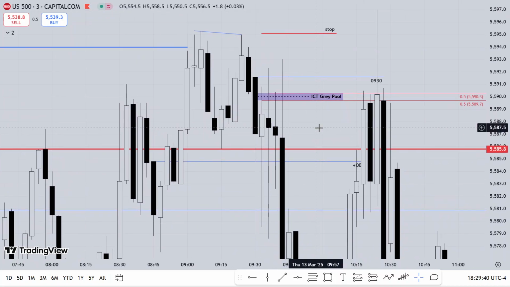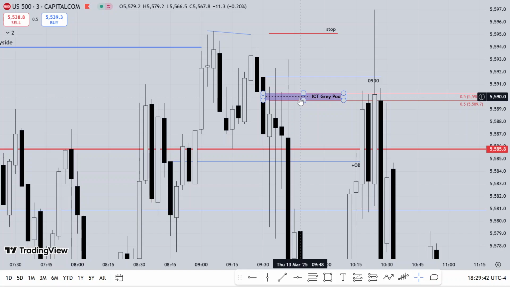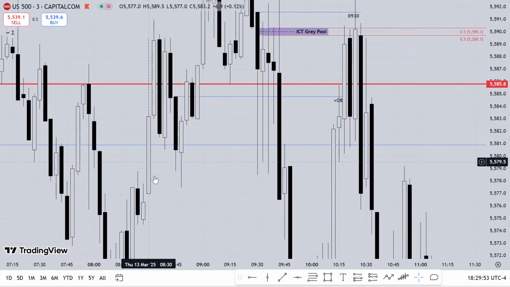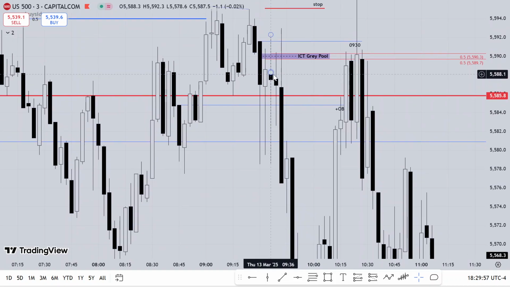So we placed our entry criteria at the low of the gray pool, our stop loss at the high of the SMT, seeking price to go for lower prices. So we had that here. When price, the next candle, we traded inside of the gray pool with a wick. Then price dropped lower sharply and then opened also at the next candle.